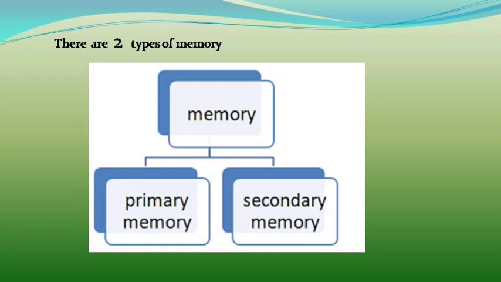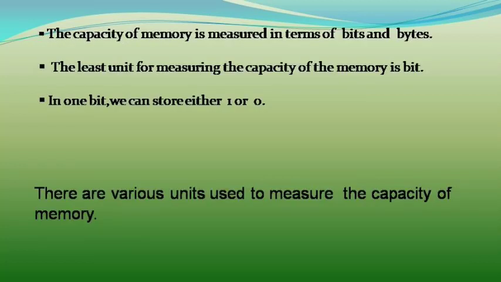There are two types of memory. The memory is classified into two types. The first one is primary memory and the second one is secondary memory. The capacity of memory is measured in terms of bits and bytes. The least unit for measuring the capacity of memory is bit. So in 1 bit we can store either the value 1 or 0.